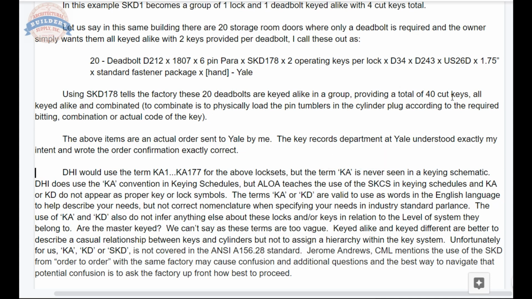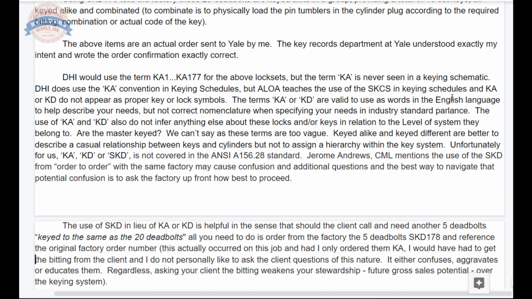in my experience in DHI, the term KA, key to like, is used. The problem with KA is that KA is never seen in a keying schematic. You're not going to use the term KA in a proper keying schematic, and that's because KA doesn't exist in the standard. Let's move on. DHI uses the KA convention in keying schedules, and I've seen it. But ALOA teaches the use of the SKCS in keying schedules, and KA or KD do not appear as proper key or lock symbols.